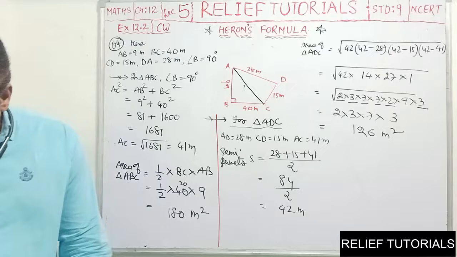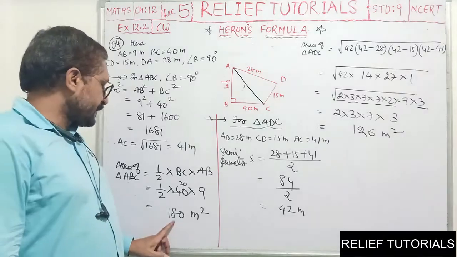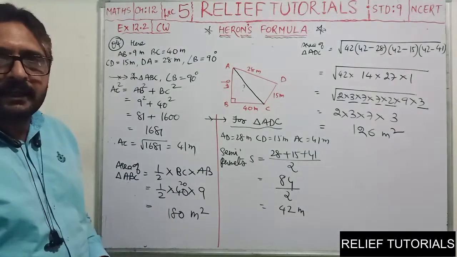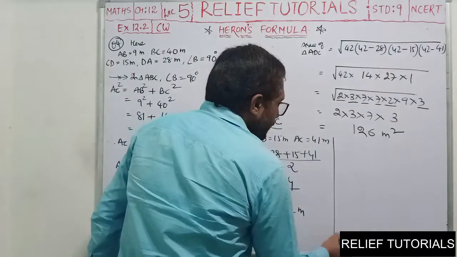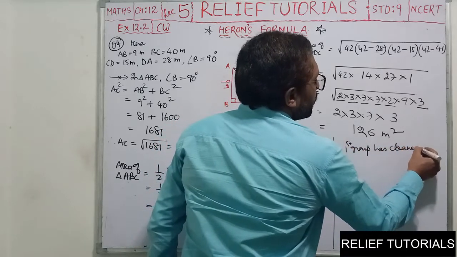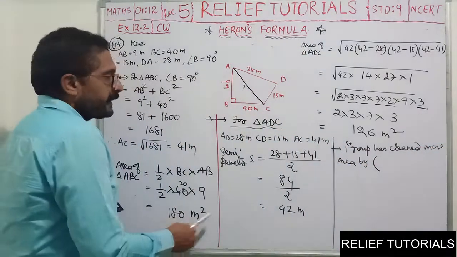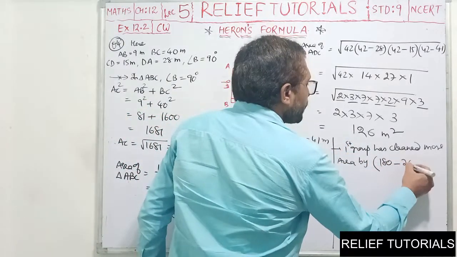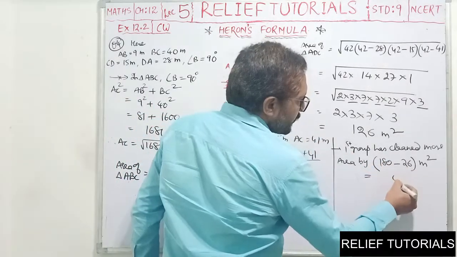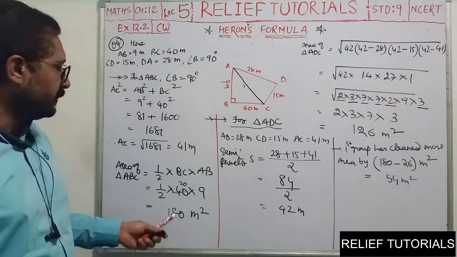Now the question is, which group cleaned more area and by how much? See, the first group has cleaned 180 meter square, the second group has cleaned 126 meter square. So the first group has cleaned more area. By how much, that we have to find out. So 180 minus 126 meter square is equal to 54. So 54 meter square more area is cleaned by the first group.